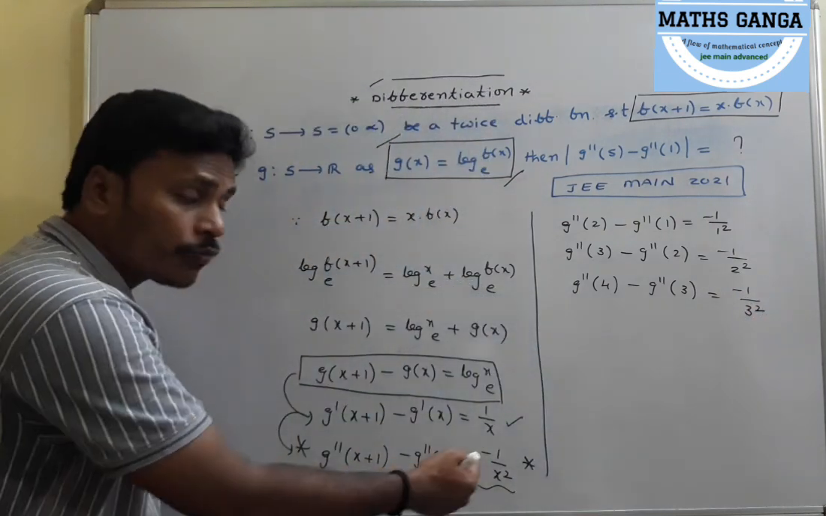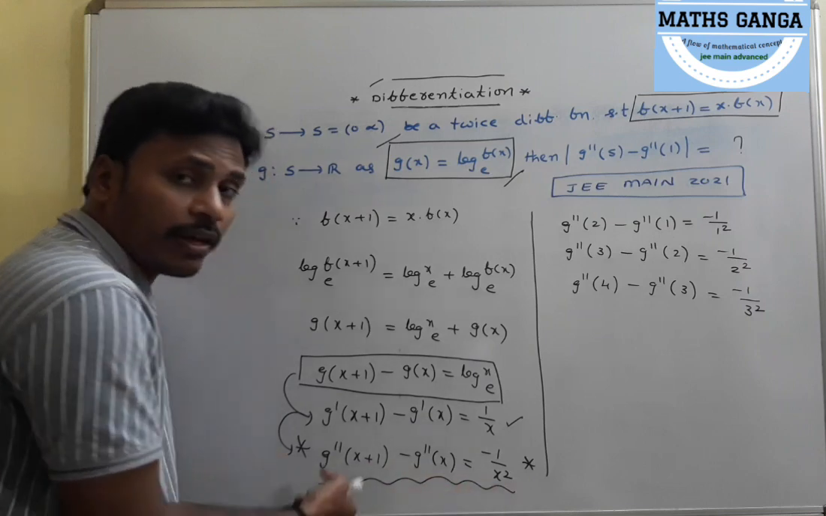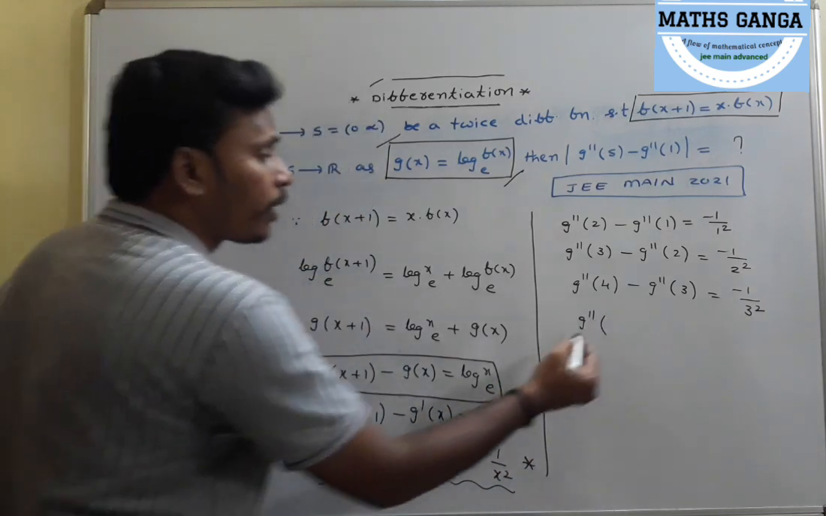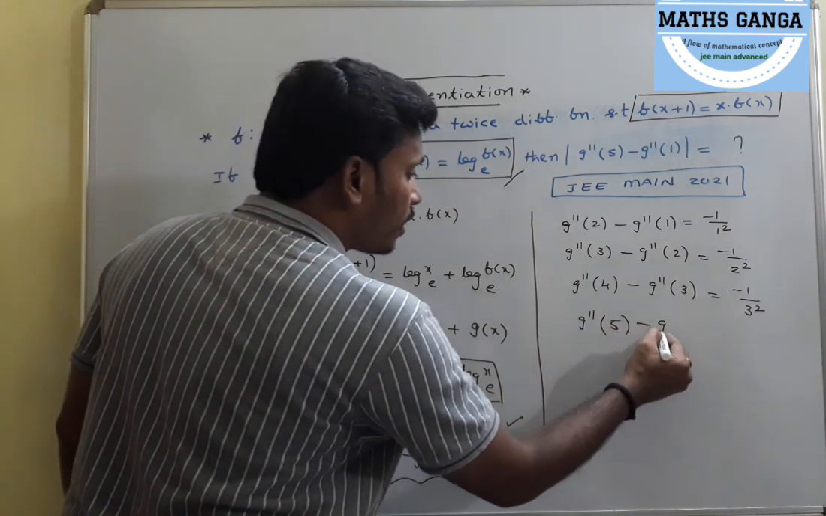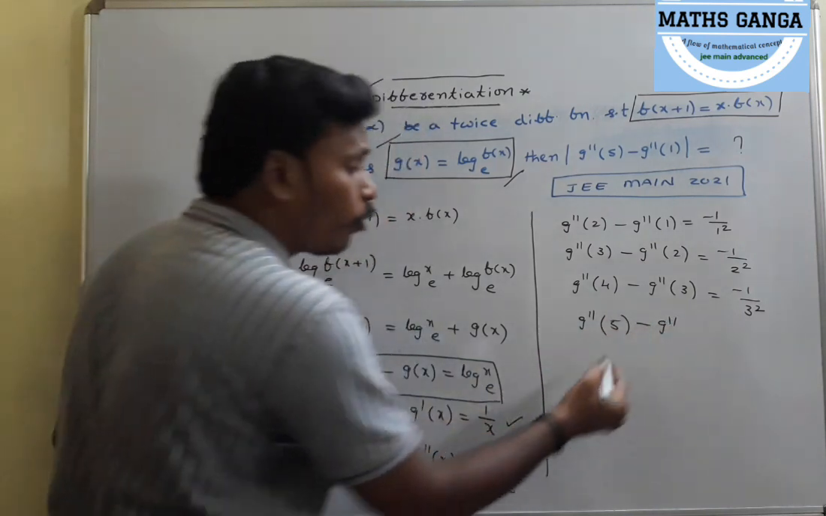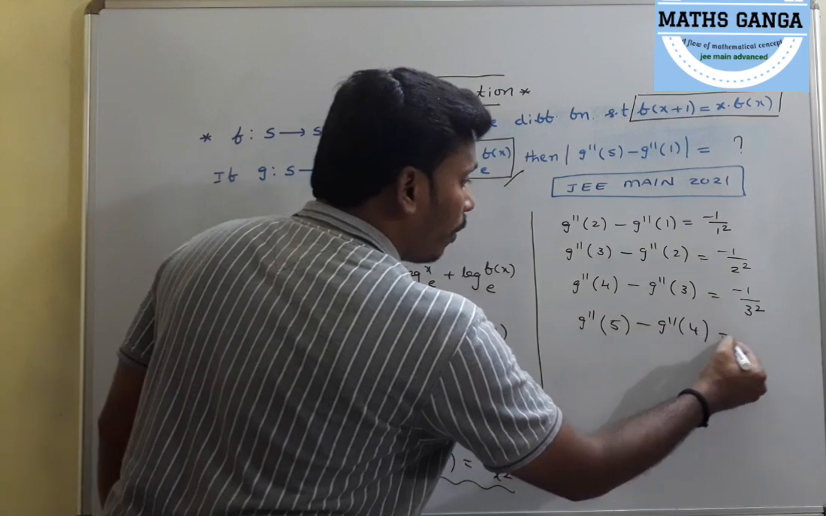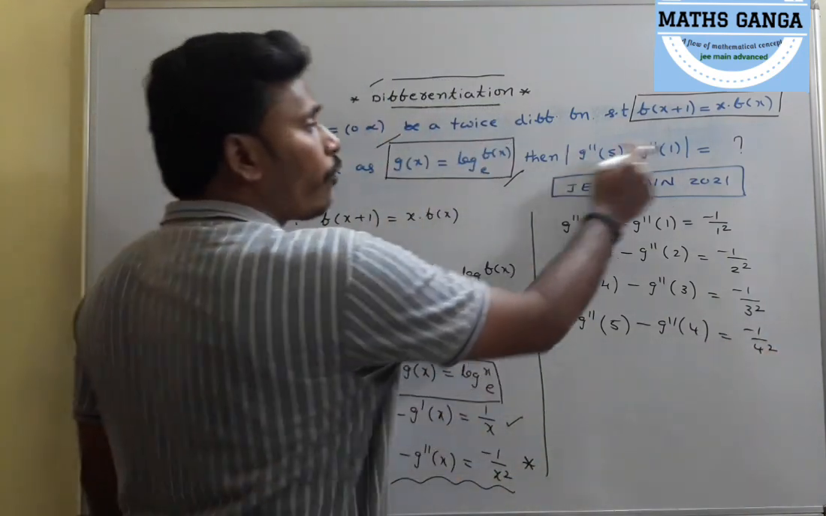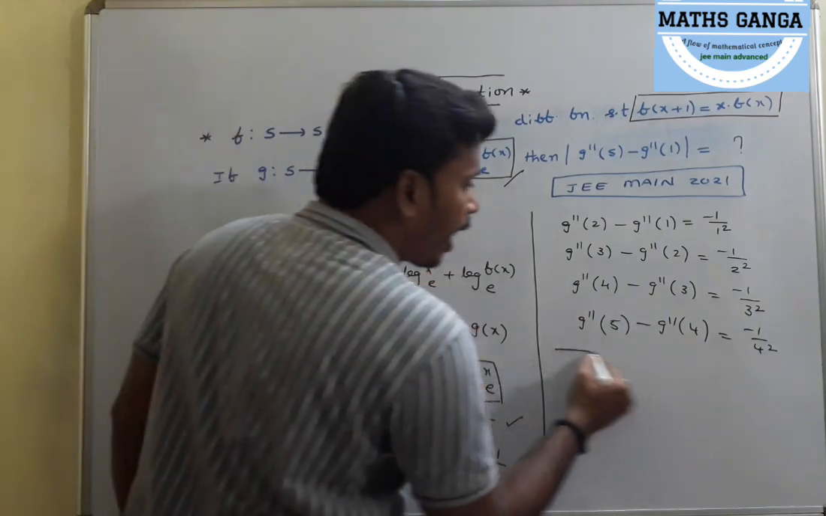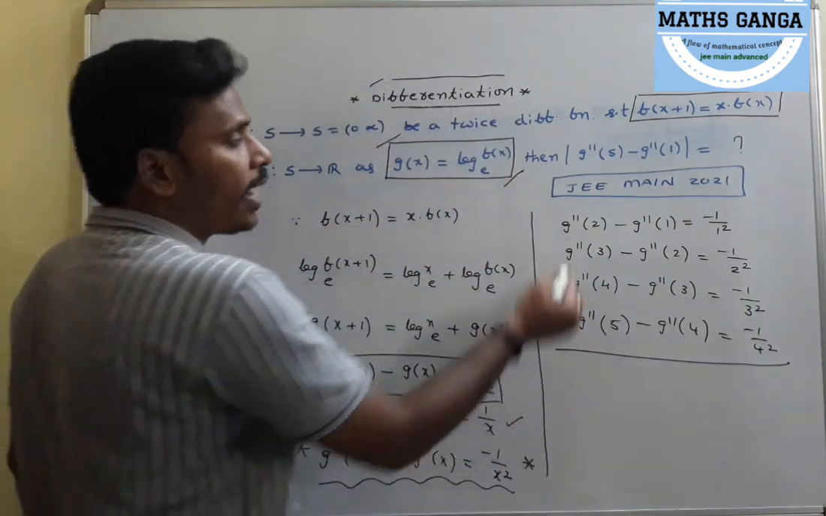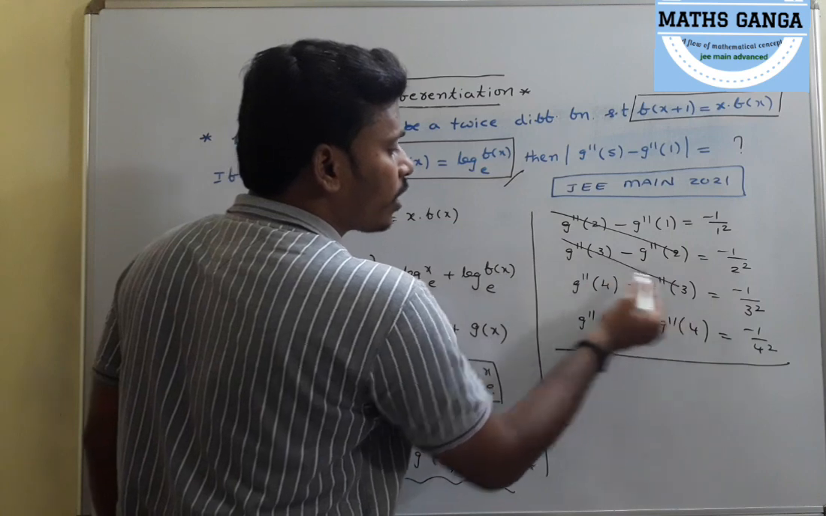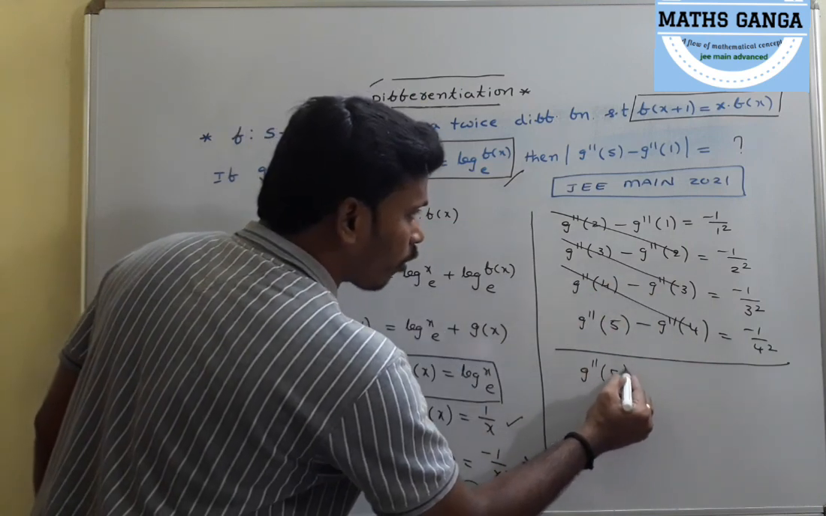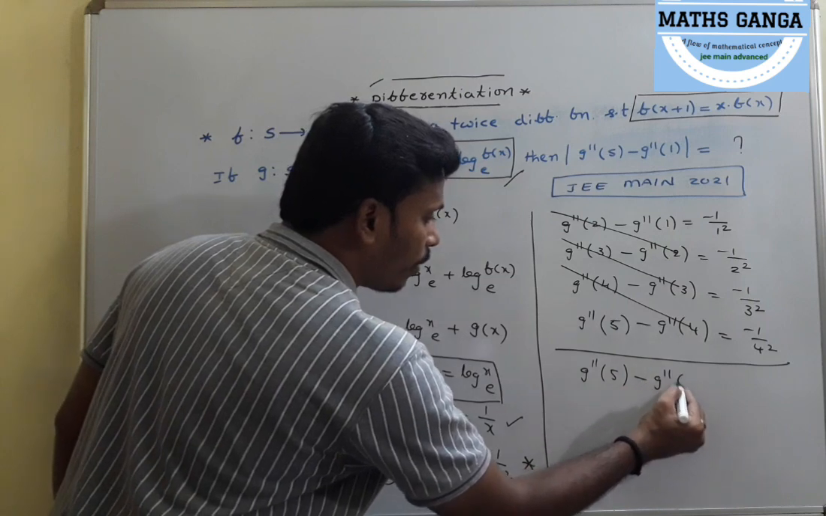Now replace x with 4 here. In this relation, everywhere replace x with 4. You have g double dash of 4 plus 1, which is 5, minus g double dash of 4, is equal to minus 1 by 4 square. At the end, to find this, add everything. Add all these 4 relations. If you add, these 2 get cancelled, these 2 get cancelled, these 2 get cancelled. We are left with g double dash of 5 minus g double dash of 1.